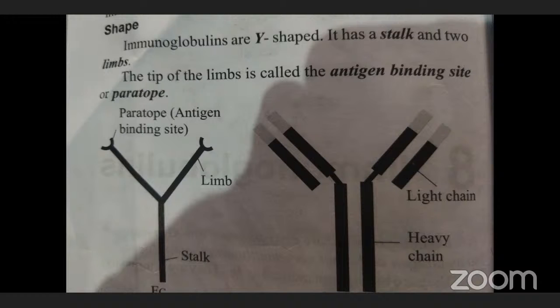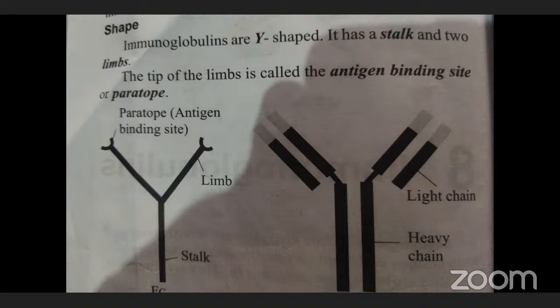So what is the chemical nature of immunoglobulins? Immunoglobulins are glycoproteins made up of two pairs of polypeptide chains. Each polypeptide chain is a linear sequence of amino acids. Some amino acids are attached to sugar chains, hence immunoglobulins are called glycoproteins. Glyco means carbohydrate, and carbohydrates are sugars. That's why they are known as glycoproteins.